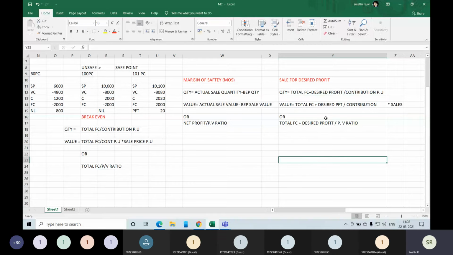But yeah, it's too much of an effort. So please understand, it is total FC plus desired profit, the entire thing divided by contribution per unit. And similarly for other things as well. Whenever I write this, it is for the entire thing. If it is not, I'll let you know.